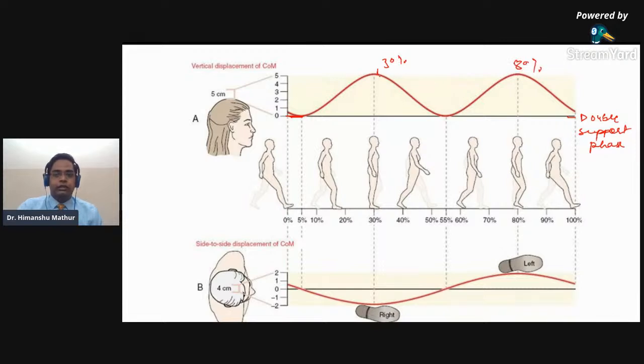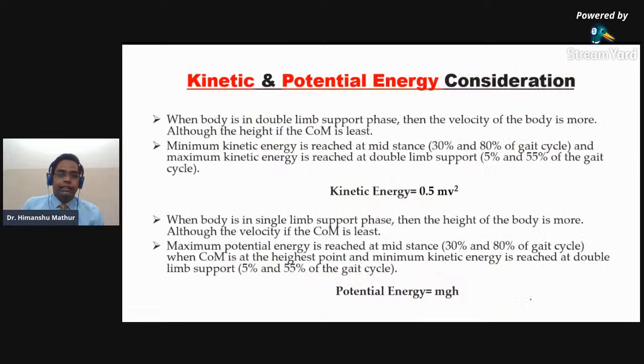Okay. This is the vertical translation of say 5 centimeters. And similarly, this is again the peaks achieved at 30% and 80% of the gait cycle, and this is the mediolateral translation in the left and the right side. Right? Now, very easy to be performed, very easy to be understood.